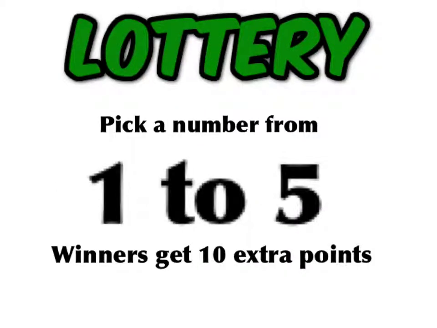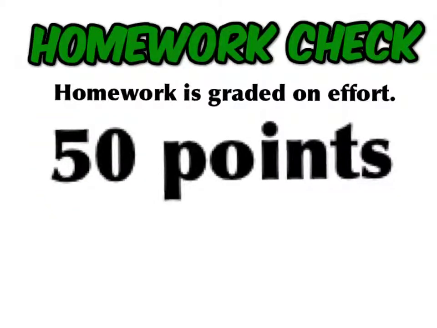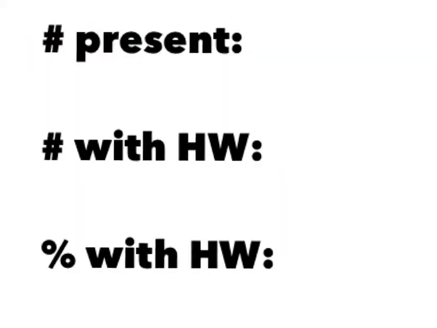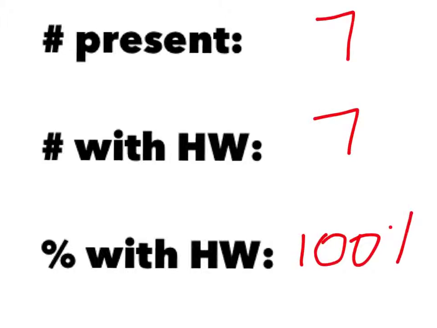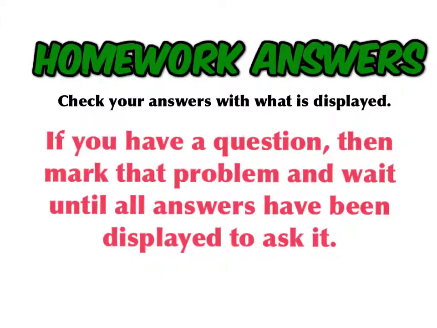Pick a number from 1 to 5. The winning number today is 1. Yes. If you have all work shown for all problems on your homework, then bring it up and show it to me. 7 are here. 7 had homework. 100%. We'll go through the answers first, and then we'll go back and look at the work if you have any questions after that.